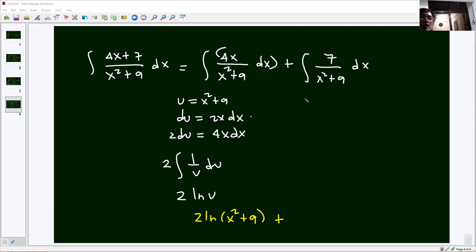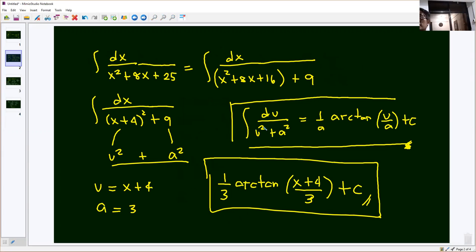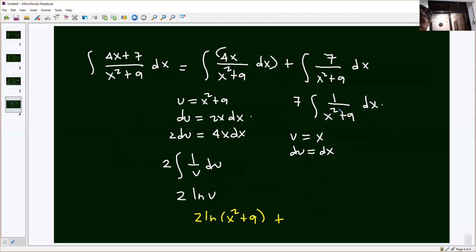Sabi ko nga, 7 outside. 1 over x squared plus 9 dx. Your u is x. du is dx lang naman. So, kitang-kita na this is of this form. du over u squared plus a squared. Right? 1 over a arctan u over a plus c. Na hindi mo na kailangan mag-trig sub. Right? So, you can directly integrate this.